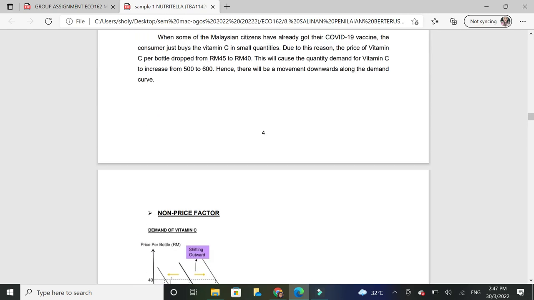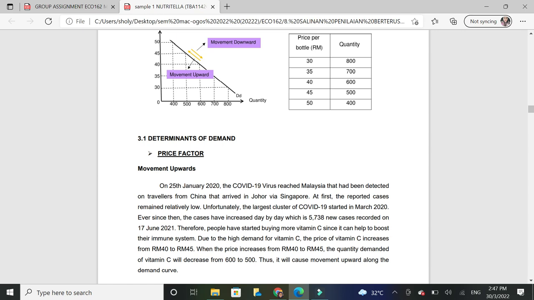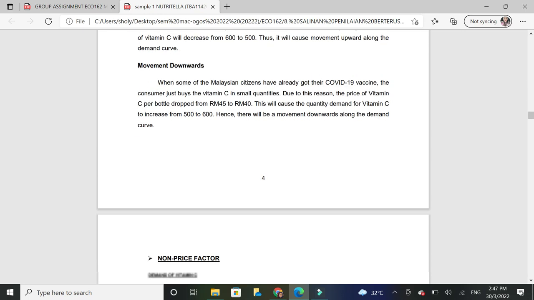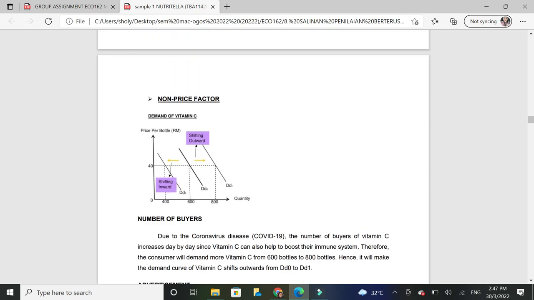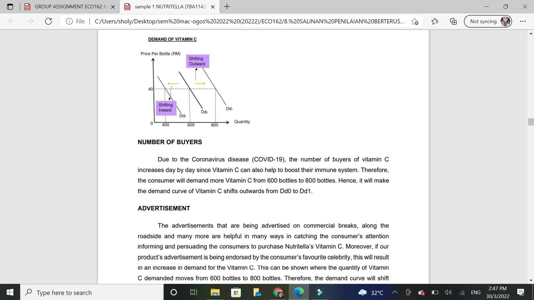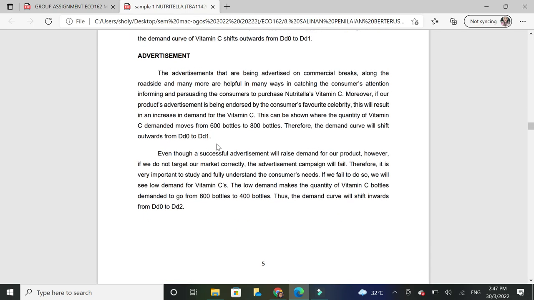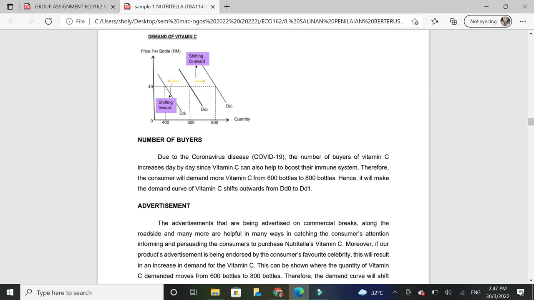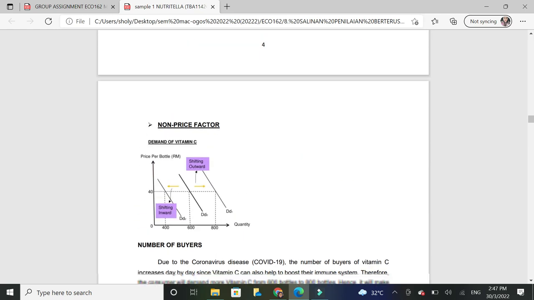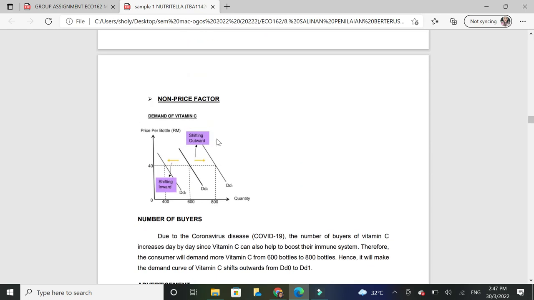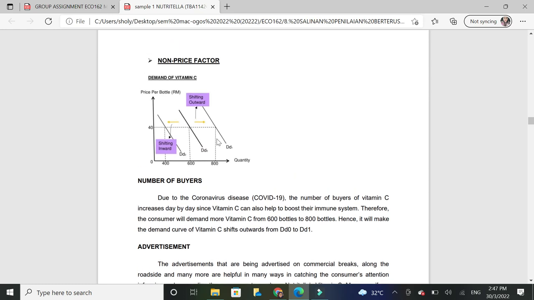Okay, and then when you have explained about the demand, you choose a bit lah among the determinants of demand, tu kan banyak: number of buyers, advertisement. Jangan explain everything. Choose two and explain how they relate to your product. How the determinants that you choose will affect the shifting outward and inward of your demand curve.